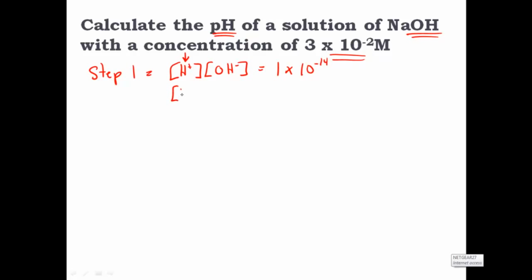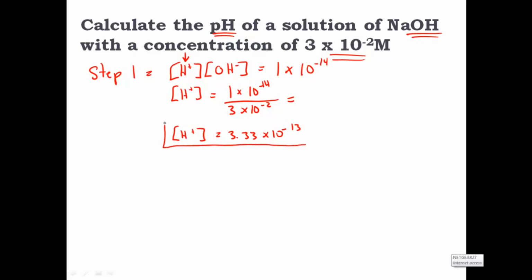When we rearrange this, as we saw before, the H ion concentration is going to be equal to 1 times 10 to the negative 14th divided by my hydroxide ion concentration, which the problem tells us is 3 times 10 to the negative second. Once I crunch those numbers, I find out that the hydrogen ion concentration is going to be equal to 3.33 times 10 to the negative 13th. So that is part 1.